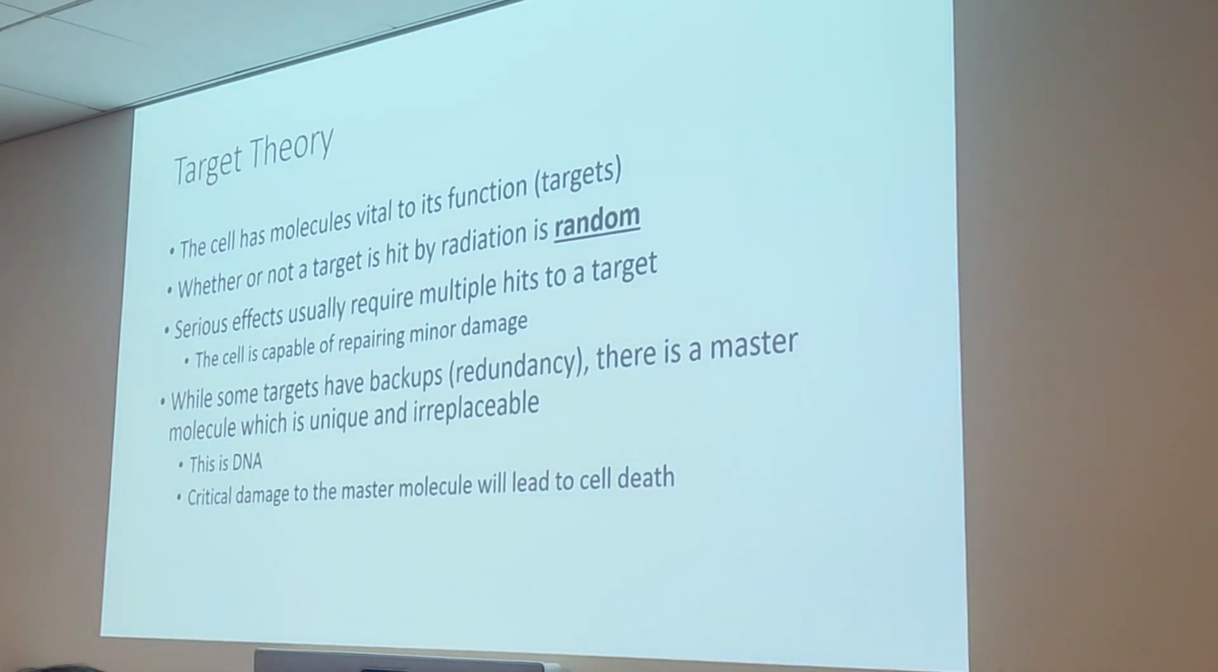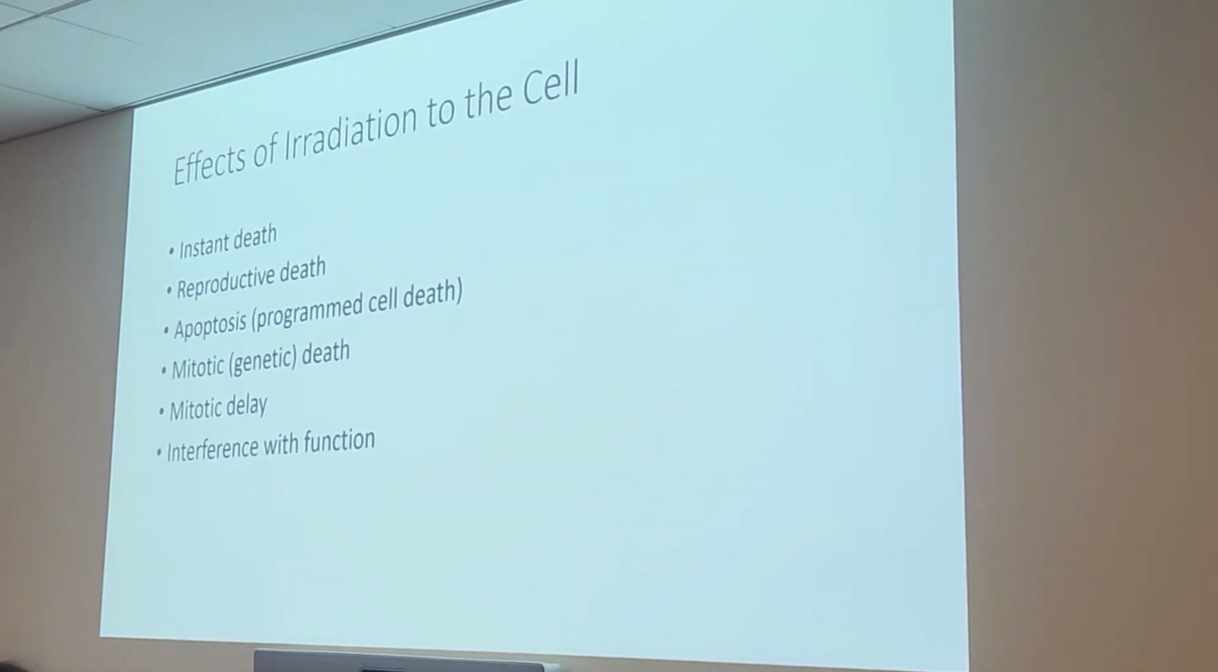There's only one molecule that is unique and irreplaceable, the one we've been talking about this entire time. Okay? DNA. That's right. So DNA is our real target, our master molecule. If DNA is damaged, the cell will die. So, instant death of the cell. That is one thing that can happen when a cell experiences radiation. Or it could have reproductive death, apoptosis, which is programmed cell death, mitotic or genetic death, and then mitotic delay, interference with function.